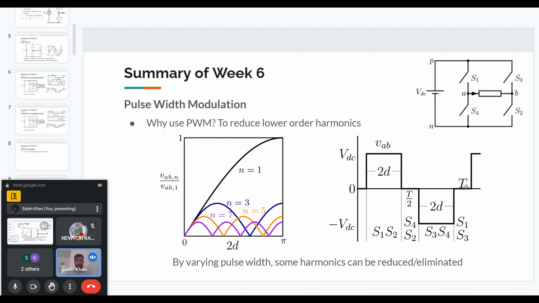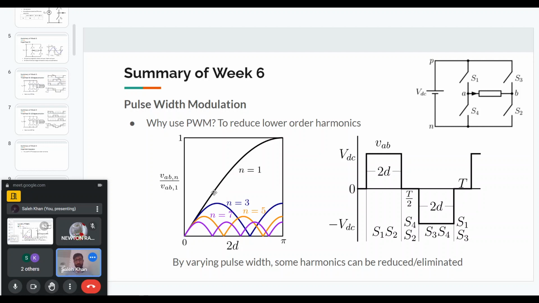So if you do so, instead of a square wave, we now have a quasi square wave at the output. If you do the Fourier analysis of this, you will find that, as I've shown in this figure, the peak value of different harmonics normalized to the peak value of the fundamental.